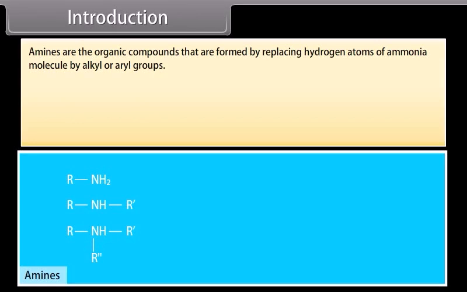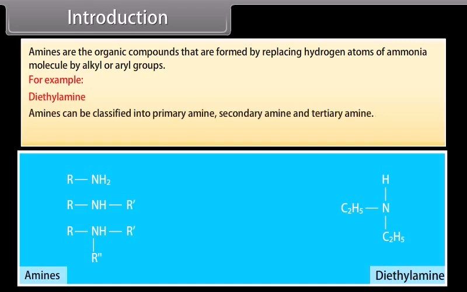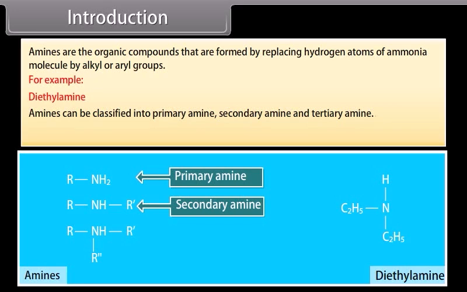Amines are the organic compounds that are formed by replacing hydrogen atoms of ammonia molecule by alkyl or aryl groups. Amines can be classified into primary amine, secondary amine, and tertiary amine.